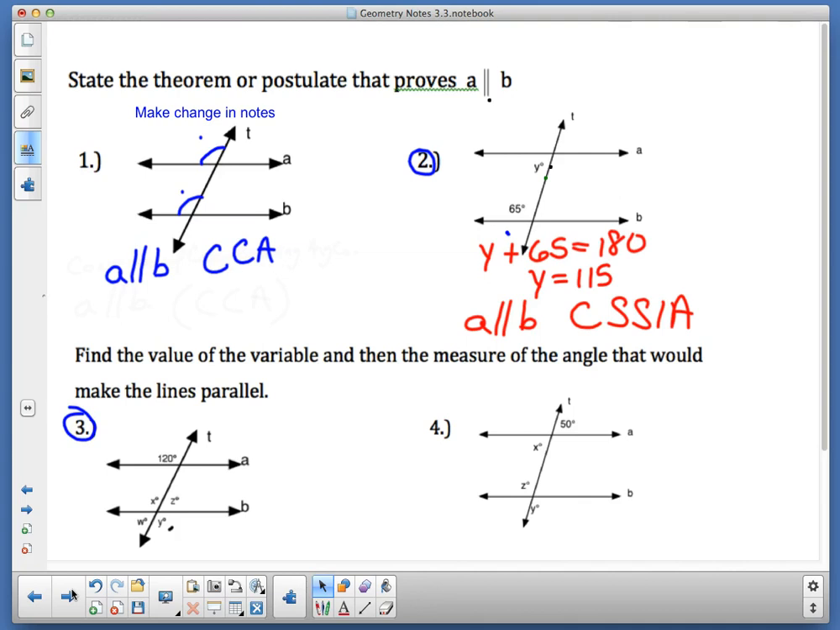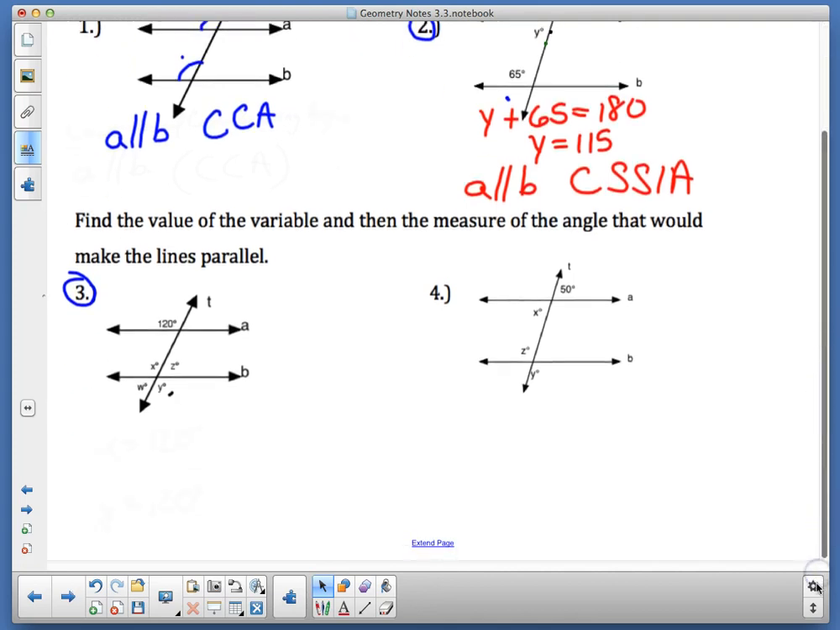Converse of same side interior angles. And people are always asking after this, why is it different? Because yesterday you were told the lines were parallel, cut by a transversal, and they make these angles. Today you're told these properties exist. What do you know about the lines? Can you prove that they're parallel? If so, which of the converse theorems are you using?